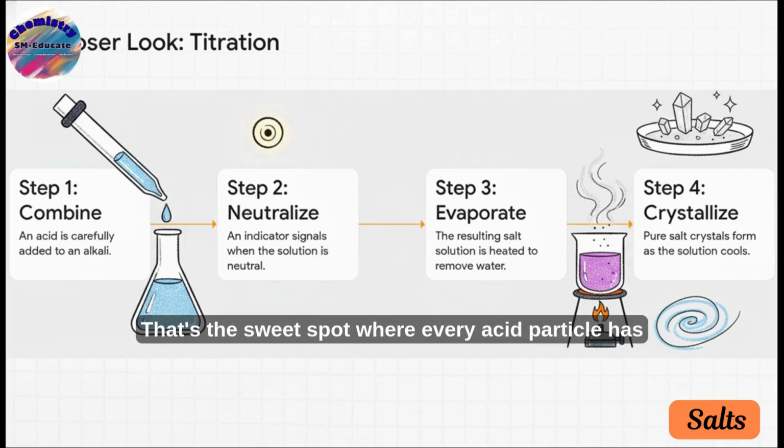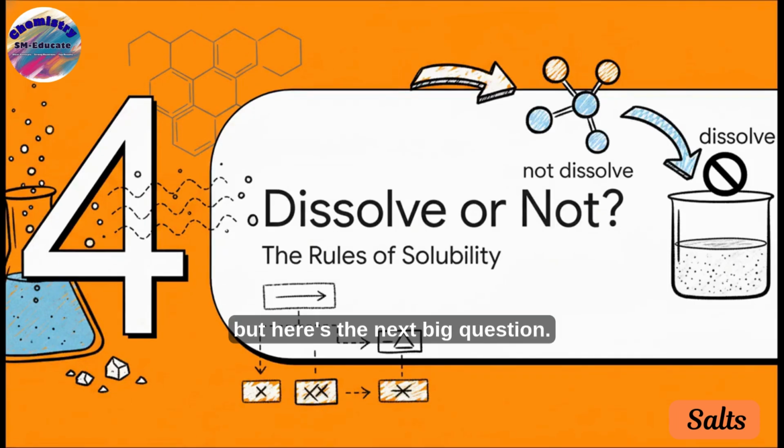That's the sweet spot, where every acid particle has found a base particle. And at that moment, all you have left is a solution of salt and water. You gently heat it, drive off the water, and as it cools, beautiful pure salt crystals start to form. It's pretty cool. So we've made a salt, but here's the next big question.